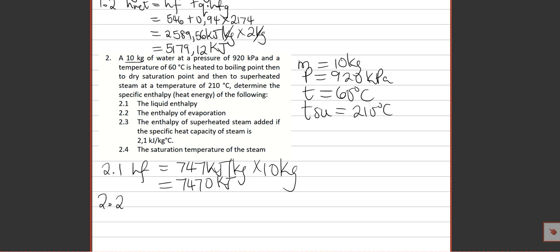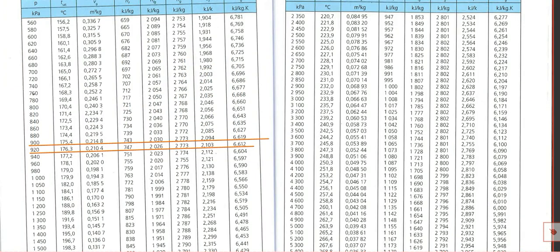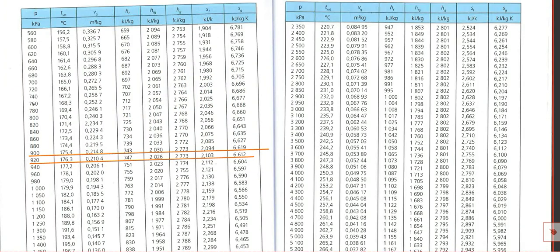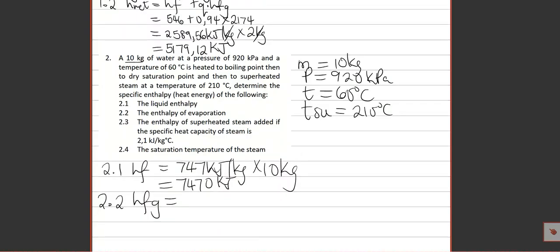2.2, enthalpy of evaporation of steam, we know it as HFG. We go to our steam table. Our HFG, let's see, HFG is in this line. We have 2026 kilojoules per kilogram times 10 kg. You have 20260 kilojoules. Yeah. It's not difficult, man.